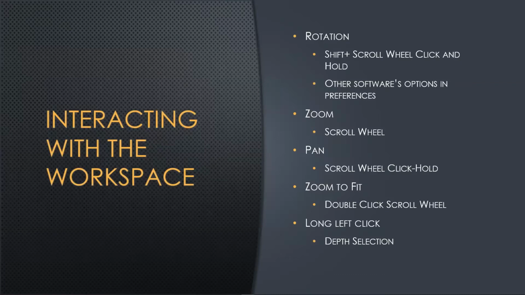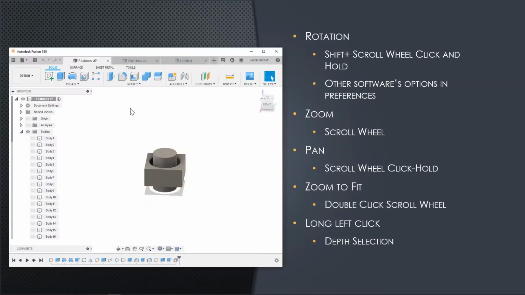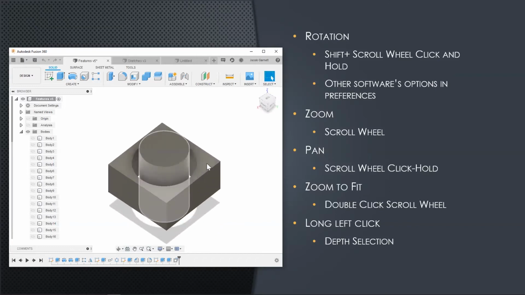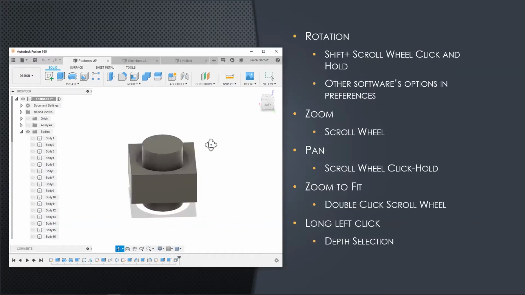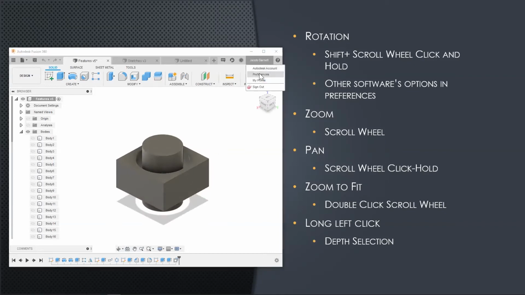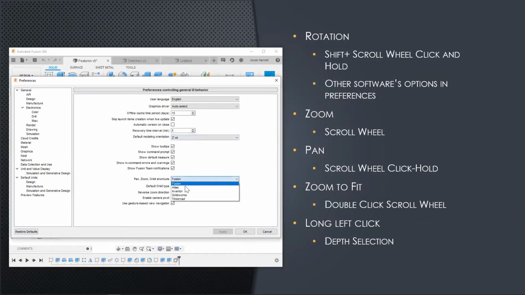So now interacting with the workspace. Rotation is one of the things you're going to do most often when you're working in 3D, because you want to be able to see multiple views of your part. And to do that, you just hold down Shift and then scroll wheel, click and hold, and then that lets you rotate the part in 3D. If you're already used to a different 3D software, you can open up Preferences, and Fusion, Alias, Inventor, SolidWorks, and Tinkercad are all here, and you can just switch to that way of rotating, zooming, and orbiting.